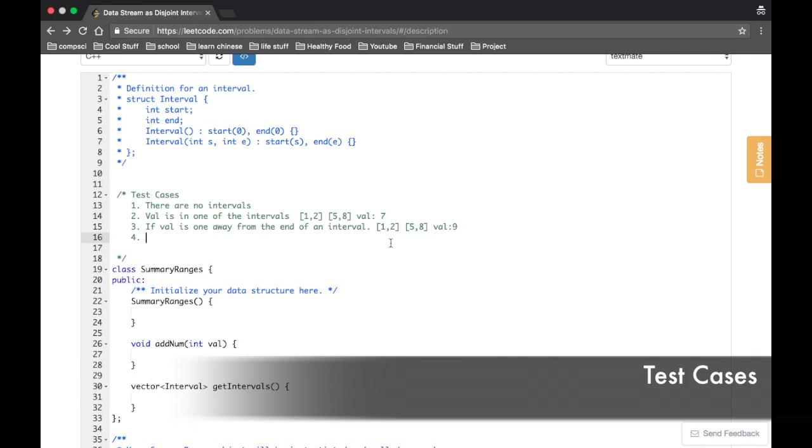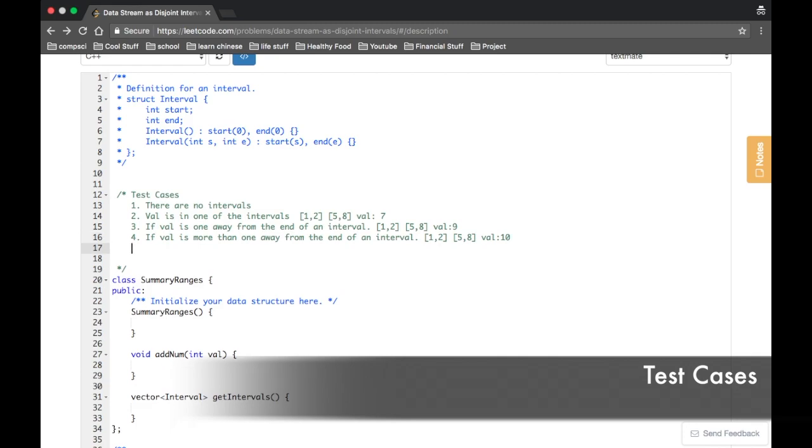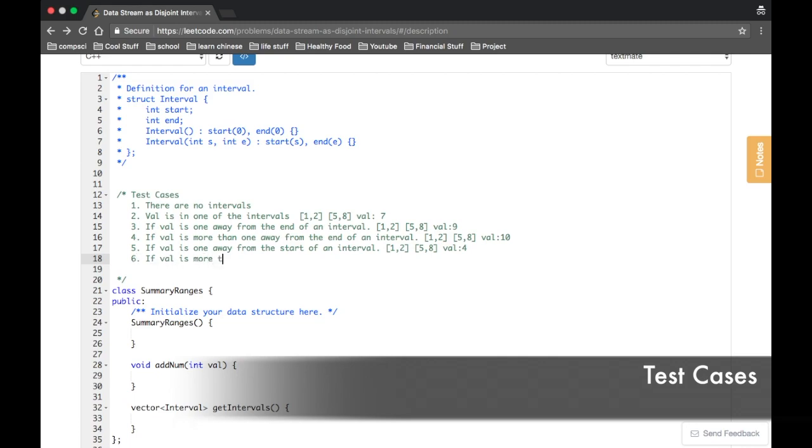Then we have if val is 1 away from the end of an interval. Well, what if val is more than 1 away from the end of the interval? Like this, right? Then similarly, if val is 1 away from the beginning of an interval, so something like 4. So 4 is 1 away from 5 to 8, right? Then, as you might guess, if val is more than 1 away from the start of an interval.